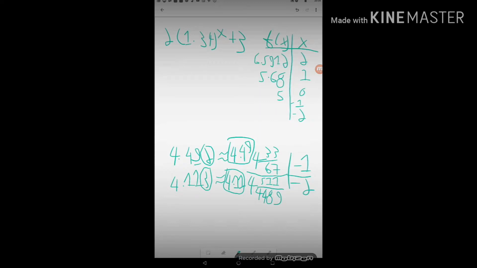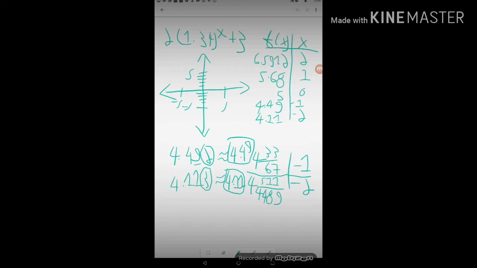4 and 33/67 is really 4.492537313. I only shortened it to 3 decimal places, and like I said, round to the nearest hundredth, so the 2 tells you to stay at 4.49. Now, for 4 and 511/4489, the decimal is actually 4.113833816, and I only keep 3 decimal places, so the 3 tells you to stay at 4.11. Now that you have all your decimals, this is what you do next. You have your last two values rounded to the nearest hundredth.